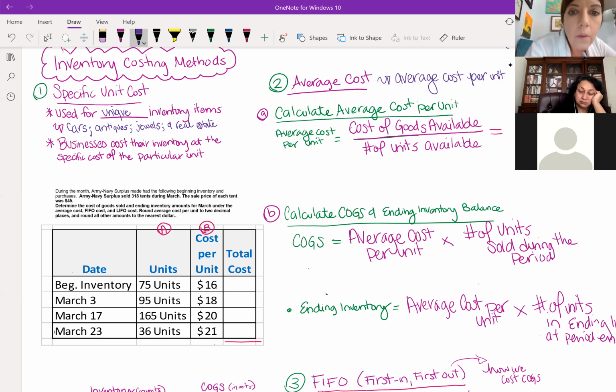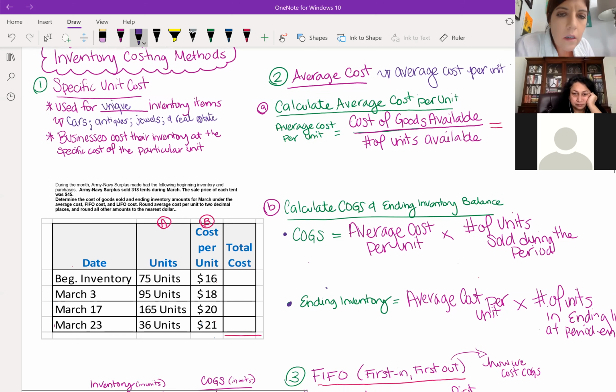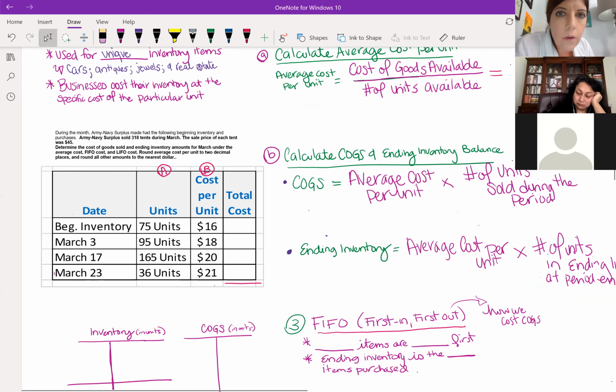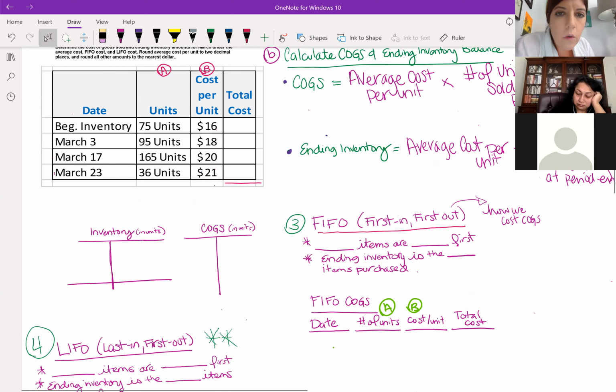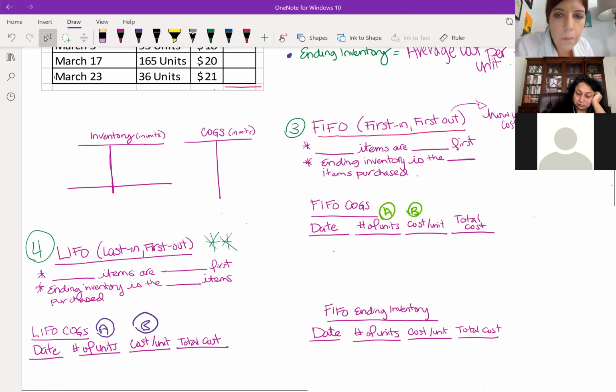So each period, we're going to calculate cost of goods available, the number of units available, and calculate an average cost per unit to use to value cost of goods sold, as well as the ending inventory balance. I'm not going to get into the calculations yet because we're going to look at an example and use the calculations then. So don't worry about the wording. We'll get there.